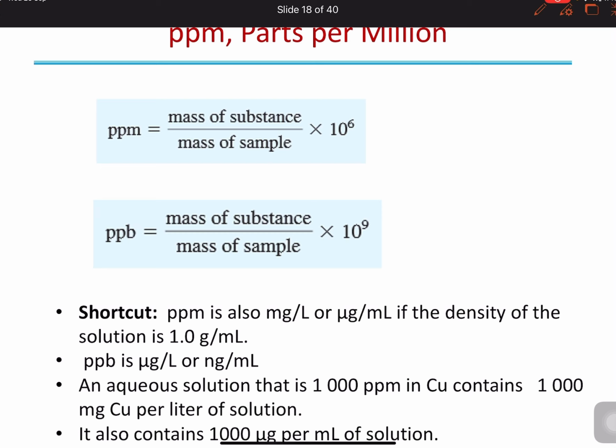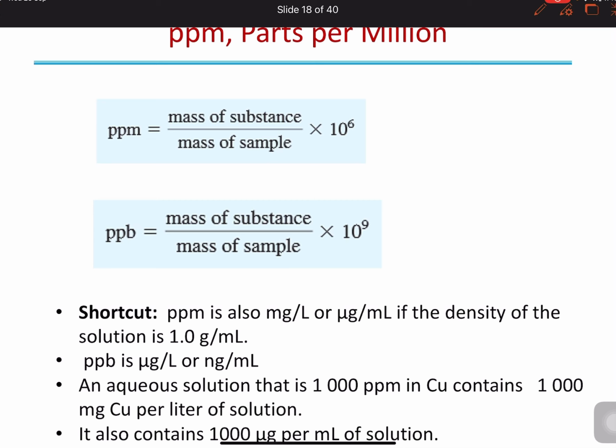So it's equivalent to 1 in 1 million, that's if the density of the solution is 1 gram per mL. Part per billion is microgram per liter or nanogram per milliliter. So for example, if an aqueous solution has 1000 parts per million of copper, that means it has 1000 milligrams of copper per liter of the solution, or we can say it has 1000 micrograms per milliliter of solution.